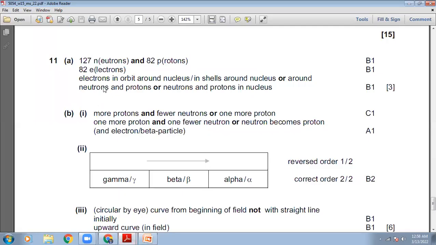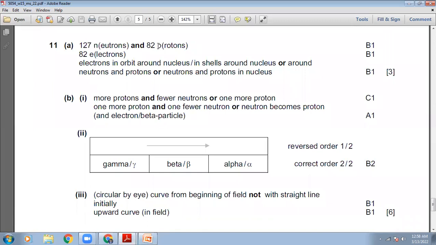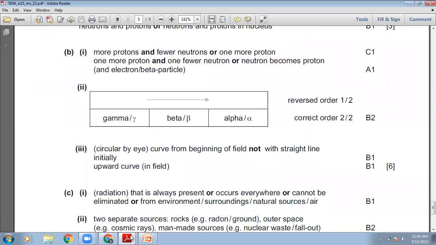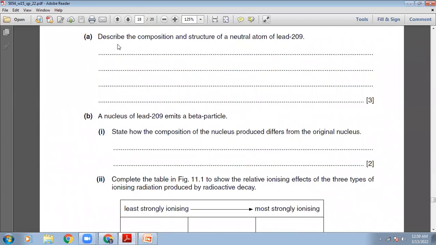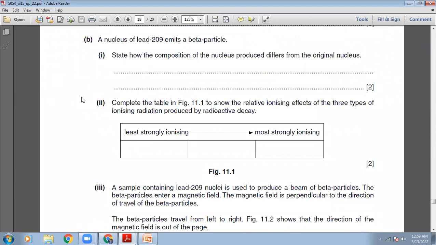And let's have a look at the marking scheme. Okay, 127 neutrons, 82 protons, and 82 electrons. Electrons in orbit around the nucleus, in shells around the nucleus, or around the neutrons and protons in the nucleus. Okay, so now we are moving to the next part. That was a 3 marks question, a simple and straightforward question.